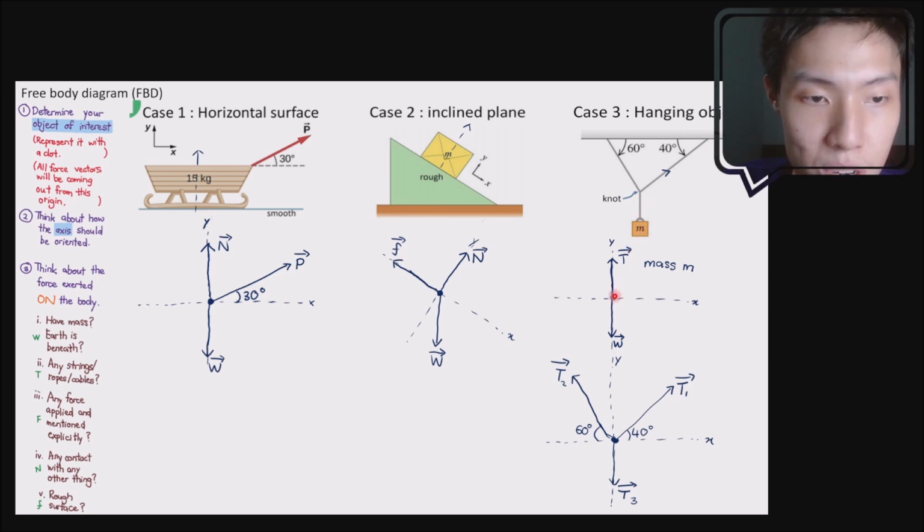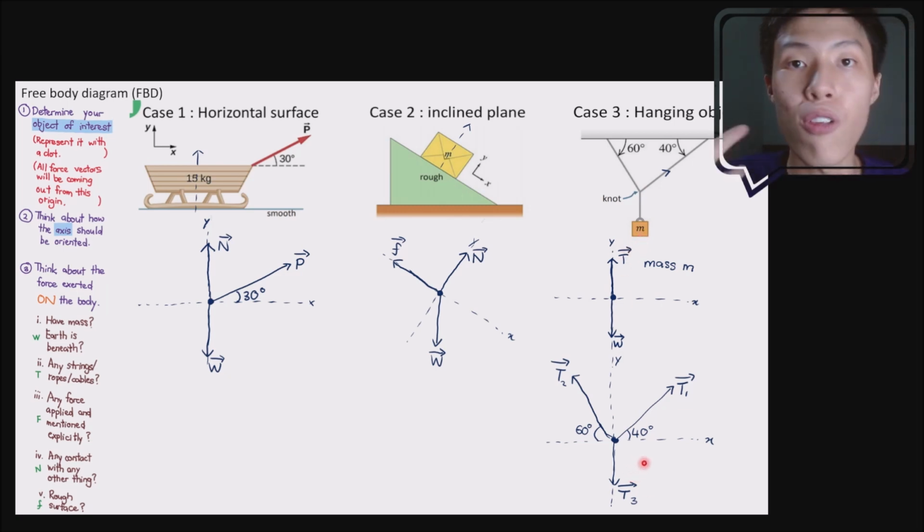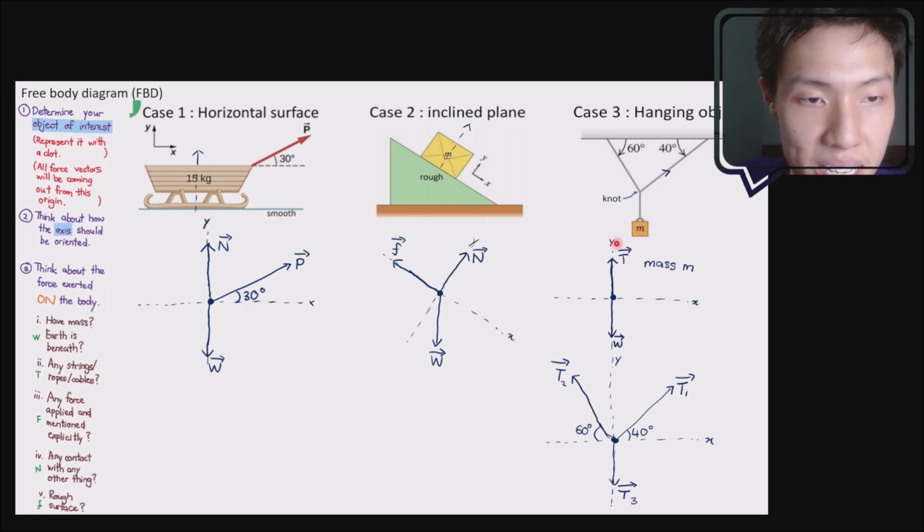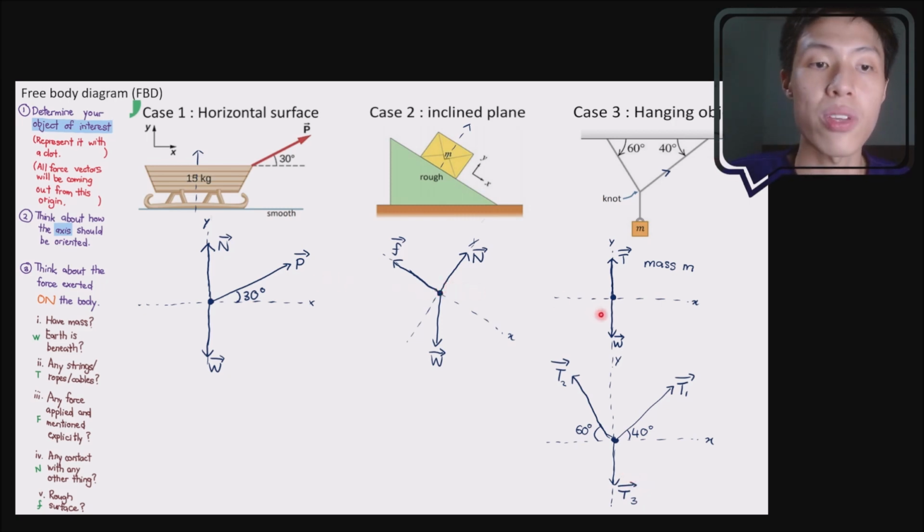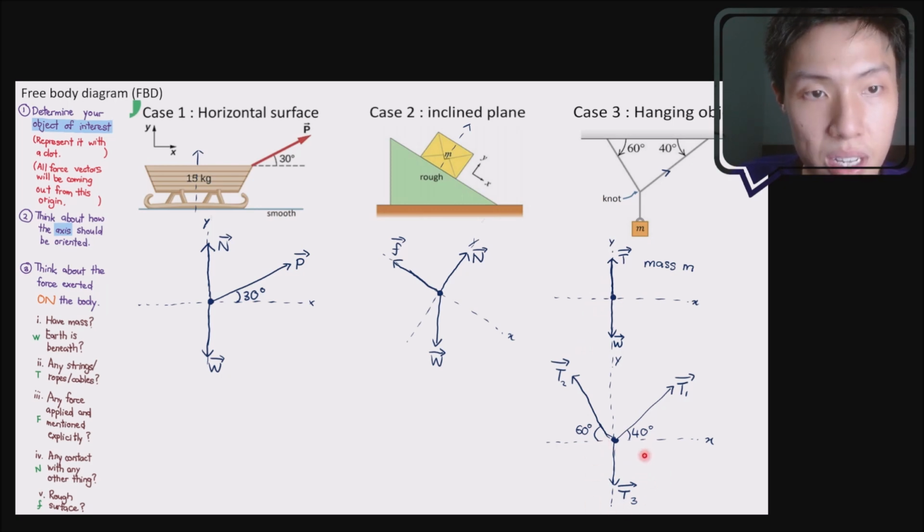So the mass is experiencing a tension T over here, right? This tension T here is exerted by the knot on the mass. So this T and this T3 form an action-reaction pair. This T here is exerted by the knot on mass M. This T3 here is exerted by mass M on the knot. Okay, so they form an action-reaction pair, and when they are an action-reaction pair, you know that they must have the same magnitude, opposite direction. So this T over here should have the same magnitude as the T3 over here, just that they are in opposite directions. One is pointing up, one is pointing down.